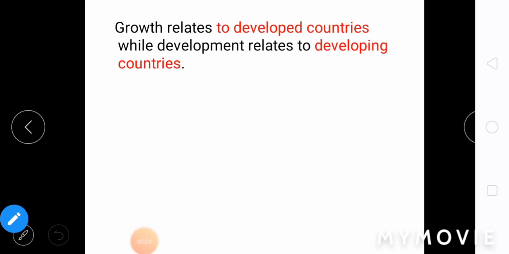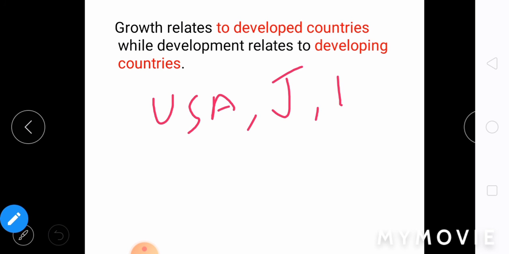Fourthly, growth relates to developed countries while development relates to developing countries. In the present day world, countries are divided in two heads. One is developed countries and other is developing countries. So developed countries are those which have already reached the level of maturity in achieving all economic variables. So countries like USA, Japan and countries from European Union fall under the category of developed countries.